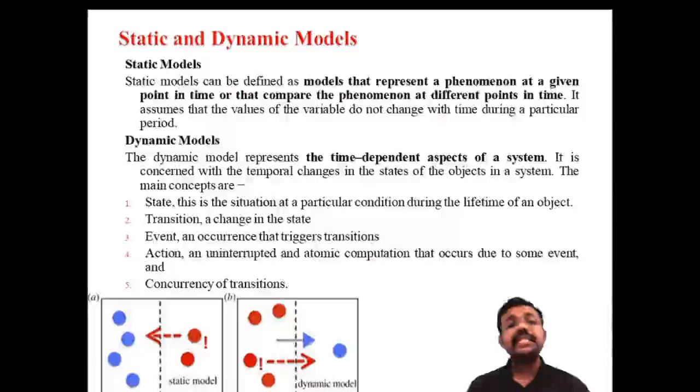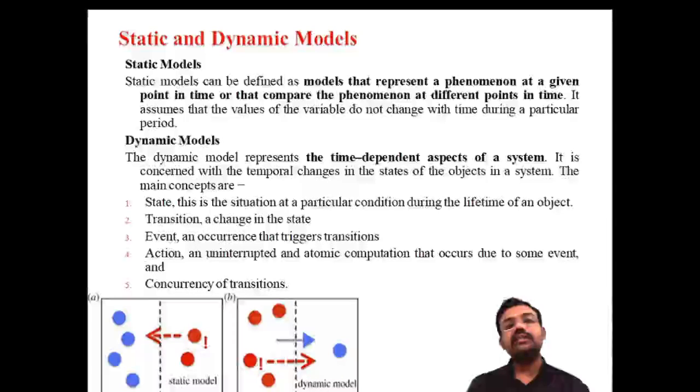Because here, the changes are important: when and how the change happened. A lot of concepts relate to the dynamic model: the state, the situation, a transition of the change, the period in which the change came, the event, the things that caused the change to happen, the action, and concurrency of the transition. These are the important parts of the dynamic model. In the dynamic model, time is very important. I mean, it changes according to the time. Time is a dependent aspect of the system. This category of the model is known as the dynamic model.